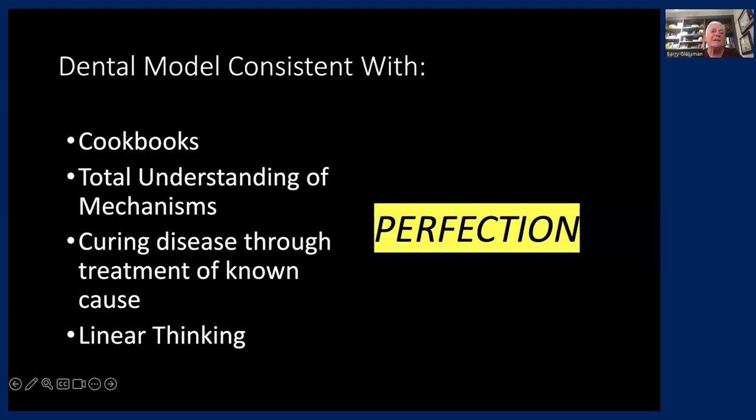Dentists constantly go to course after course because they get what they want. This doc says, I want to go to this course because this gives me the cookbook. This gives me the if A, then B, then C, then D, and then I can follow some algorithm. The answer is we're treating very complex people. It's not simple. It doesn't need to be simple.